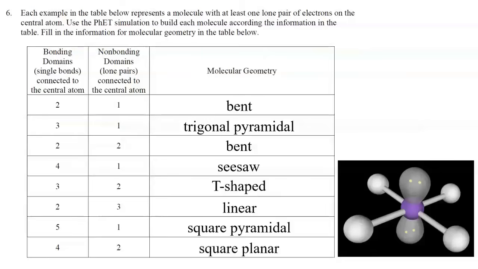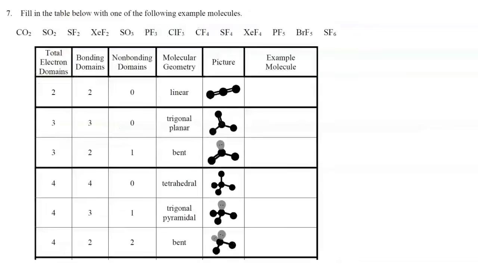All right, now let's take a look at number 7. It says fill in the table below with one of the following example molecules. So there are a total of 13 example molecules to be placed in this table. And on this slide, you're not looking at the entire table, but just a portion of it.